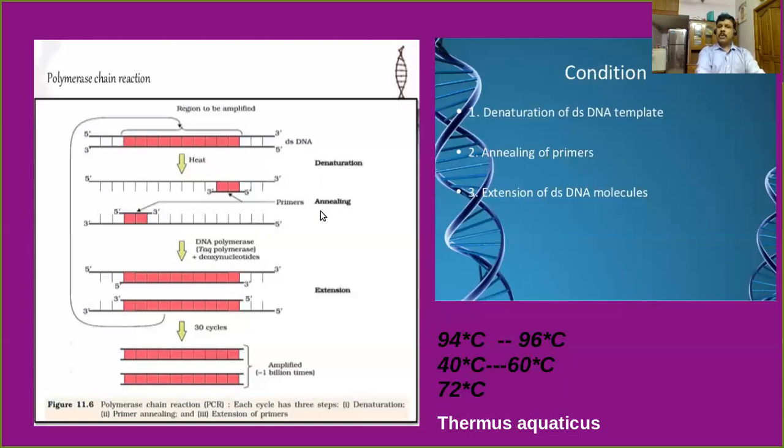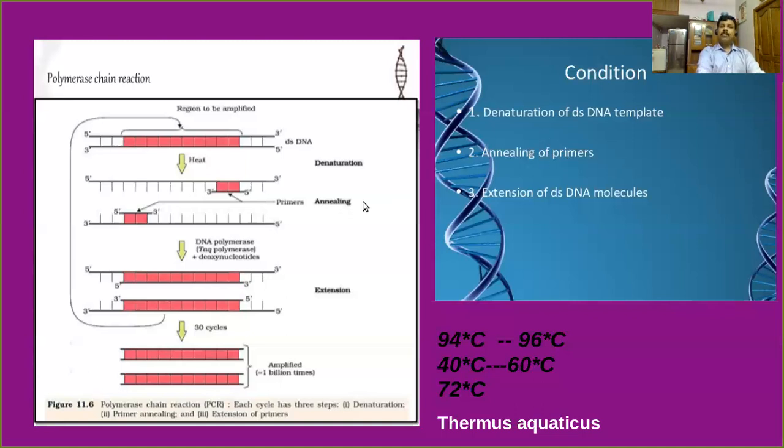Second process is called annealing. Look, annealing of primers. So for learning annealing, we have to discuss what is the meaning of a primer. You know, primers are chemically synthesized oligonucleotide fragments. Is it clear? Or artificially synthesized oligonucleotide fragments. It is called the primers.